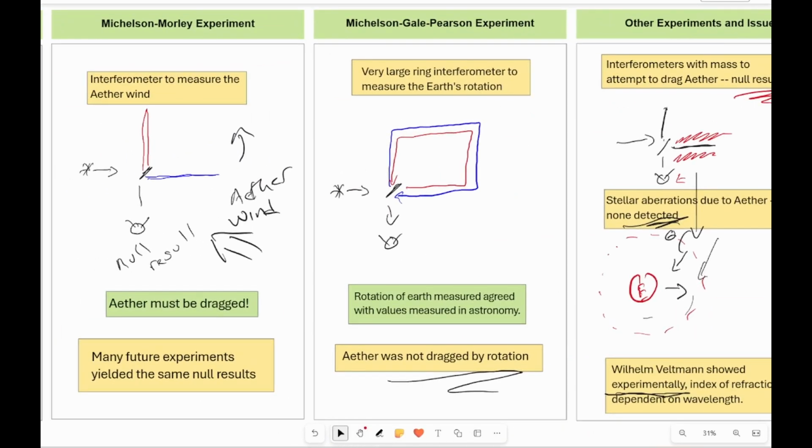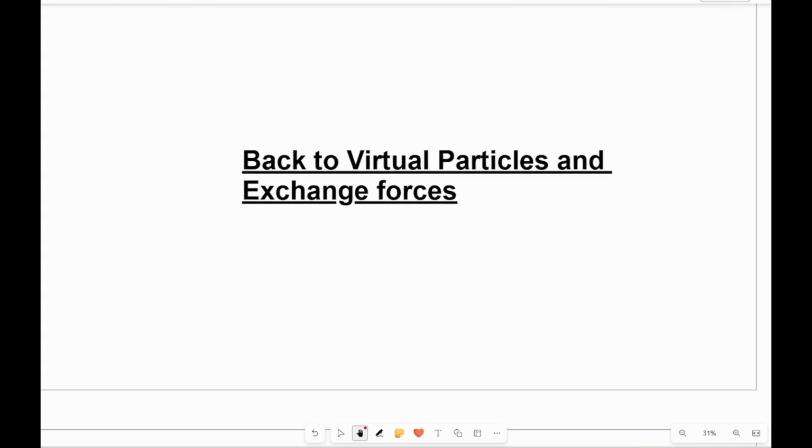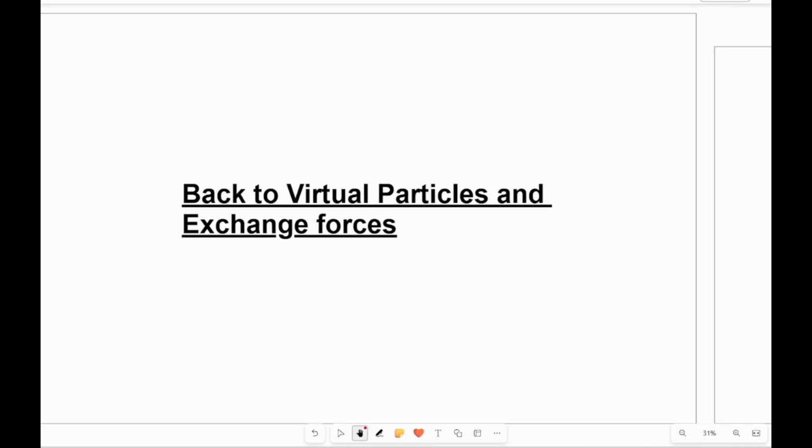Moving on from that, here I'm just going to come back to virtual particles and exchange forces again. I mentioned this in the previous video, but I just want to touch on it a little bit more and why it makes sense for Aether models.